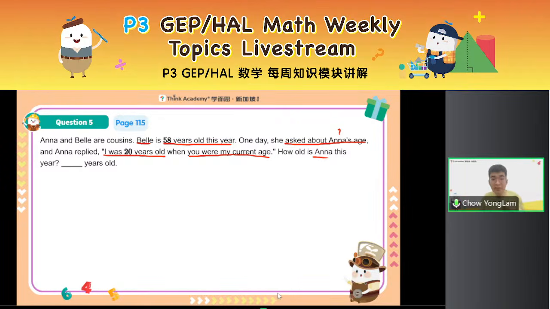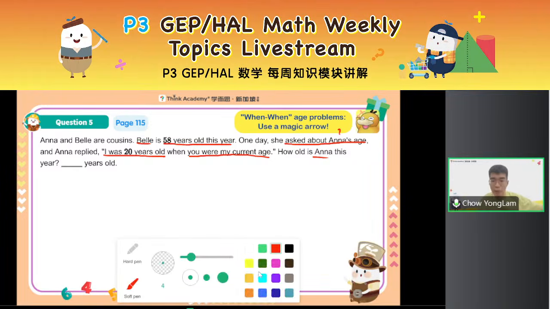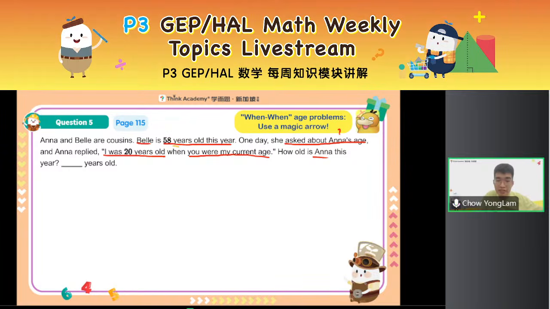This question is a bit tricky because I did not directly tell you the two people's ages, right? Instead, I tell you what happens when I go to another time point. So if you have any changes in time, what I would like to use is a magic arrow. This is what we call a when age problem because there's a very important keyword here: when. I was 20 years old when you were my current age. So you notice that the two of them are traveling back in time or traveling forward in time.